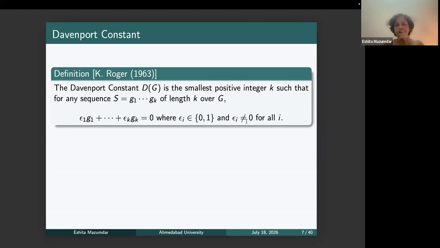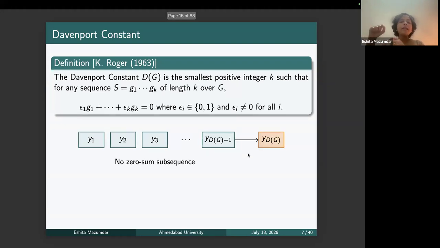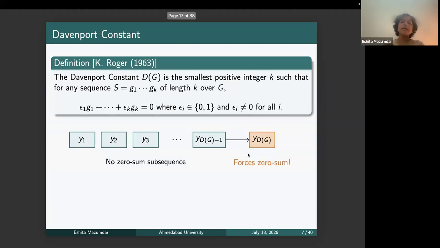Okay, so I made some mistake. So please, it's like not all epsilons are zero. What it says is that there exists a sequence. You can construct a sequence of length D(G) minus 1, and you won't find any zero-sum subsequence. But the moment you add one more element from the group to the sequence, it forces you to find a zero-sum subsequence.